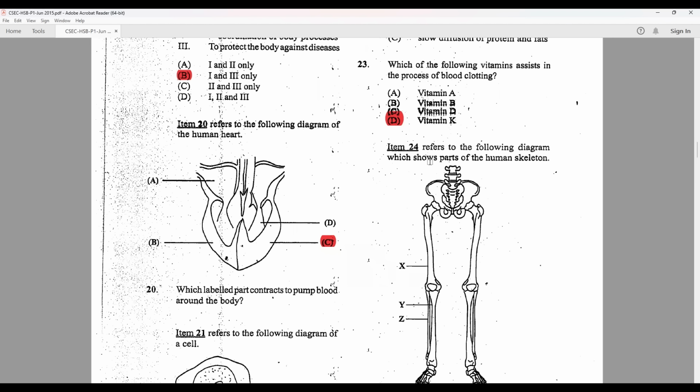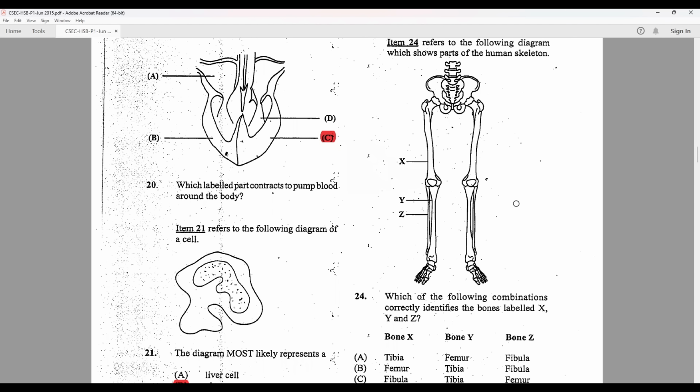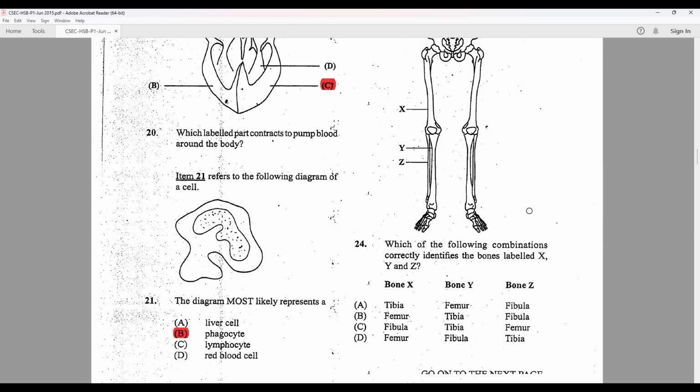Item 24 refers to the following diagram, which shows parts of the human skeleton. Which of the following combinations correctly identify the bones labeled X, Y, and Z? We have X being the femur, that nice long bone that runs through our thigh. We have Y, make sure you watch the label line correctly. Notice it's going to the thicker of the two bones, and Z is going to the thinner bone. So when we put them in order of X, Y, Z, we are looking at the femur, the tibia, and the fibula.